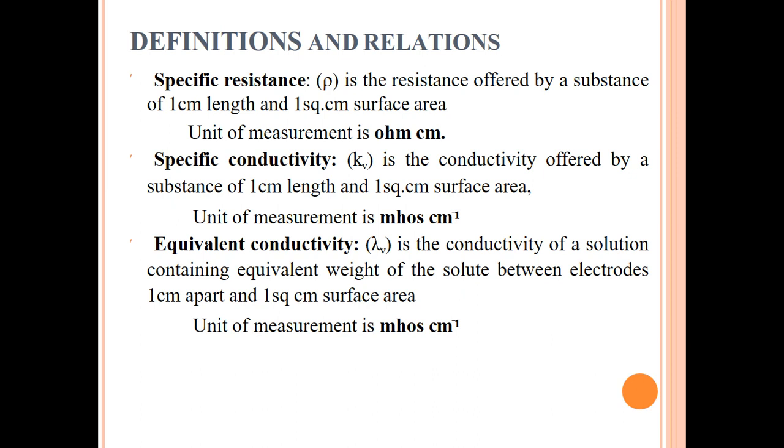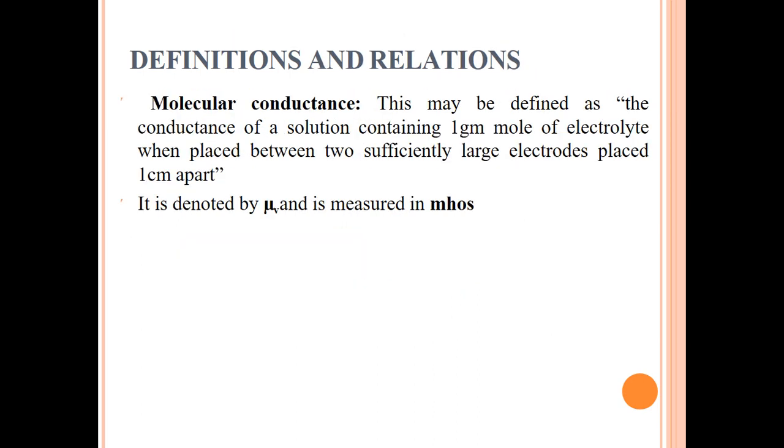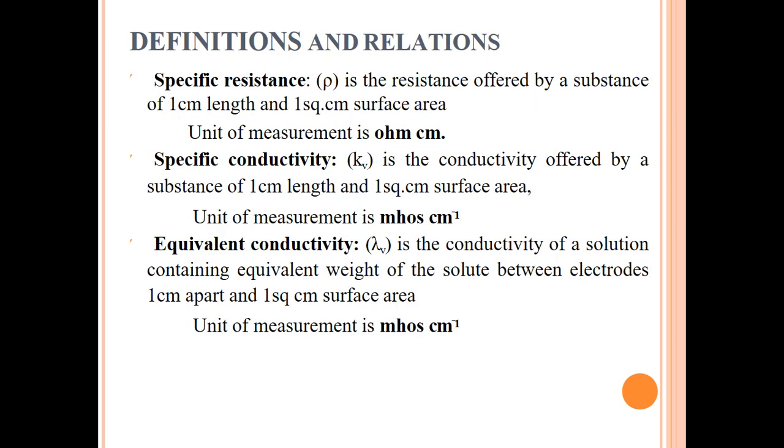Next, we have equivalent conductance, lambda. This is the conductivity of the solution containing equivalent weight of the solute between electrodes which are 1 centimeter apart and 1 square centimeter surface area. The unit of measurement for equivalent conductivity is mhos per centimeter. So these are some basic terms, basic definitions, and basic relations which we will further discuss in the second lecture about the conductometry.